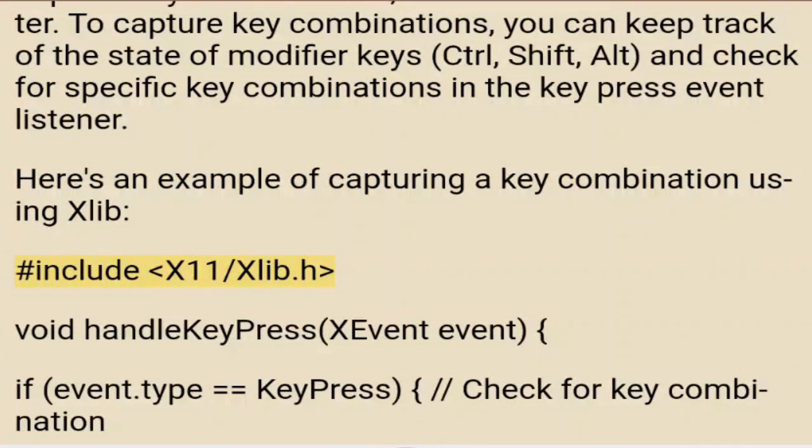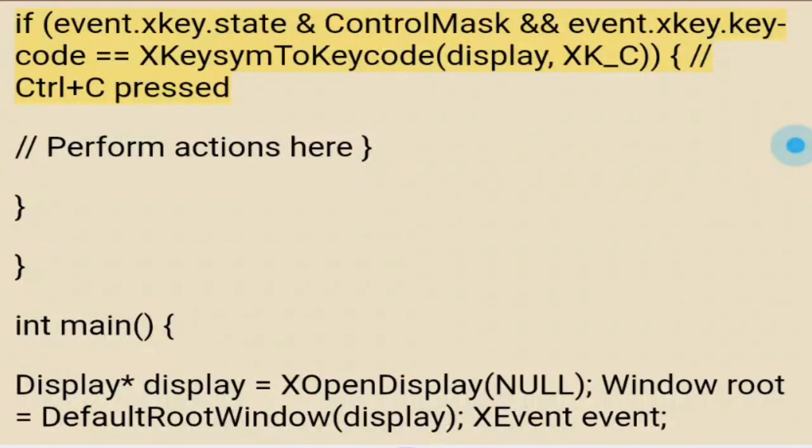#include <X11/Xlib.h>. void handle_key_press(XEvent event). If event.type equals KeyPress, check for key combination. If event.xkey.state & ControlMask and event.xkey.keycode equals XKeysymToKeycode(display, XK_c), Ctrl+C pressed. Perform actions here. int main. display equals XOpenDisplay(NULL), Window root equals DefaultRootWindow(display), XEvent event.